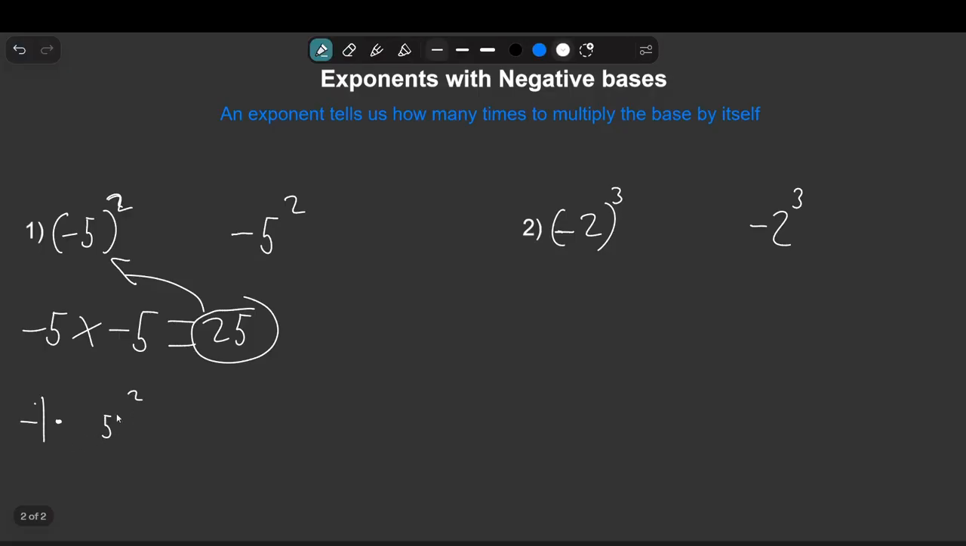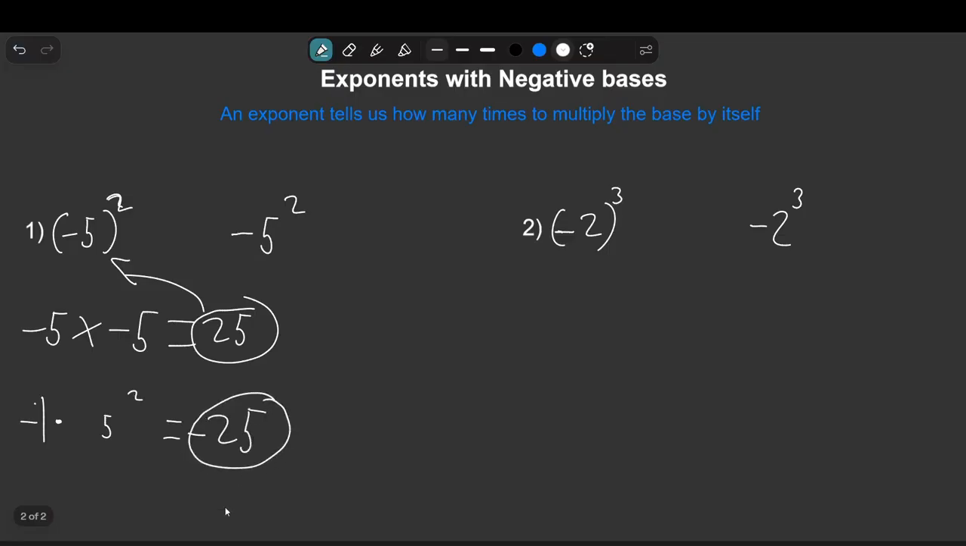So 5 squared equals 25, because 5 times 5 is 25. But we are multiplying it by minus 1. And as I said, minus times a positive number equals negative. So minus 1 times 25, which is the 5 squared, will equal minus 25.